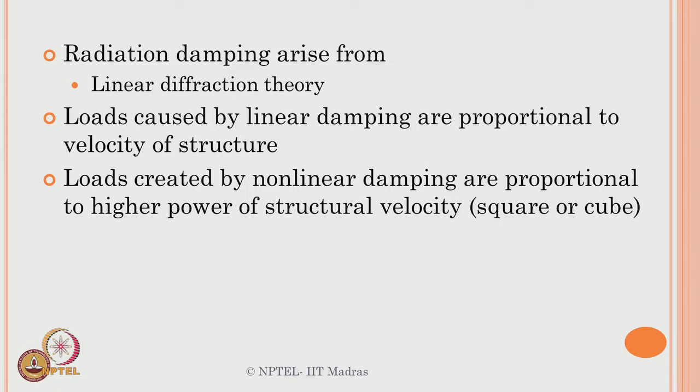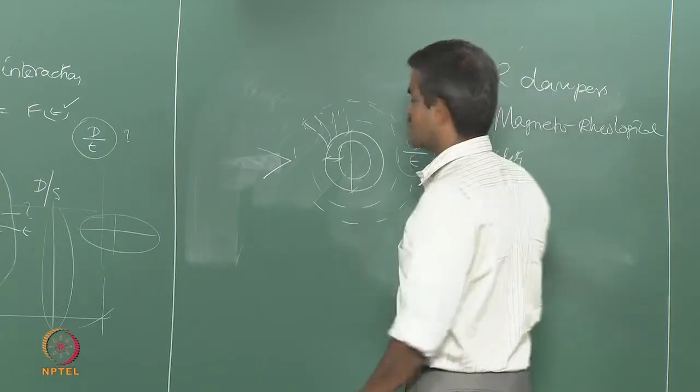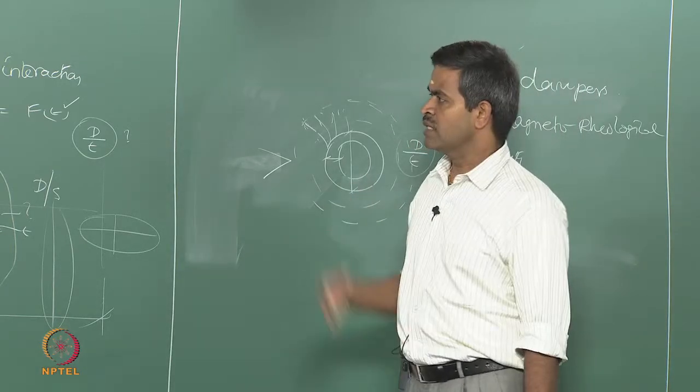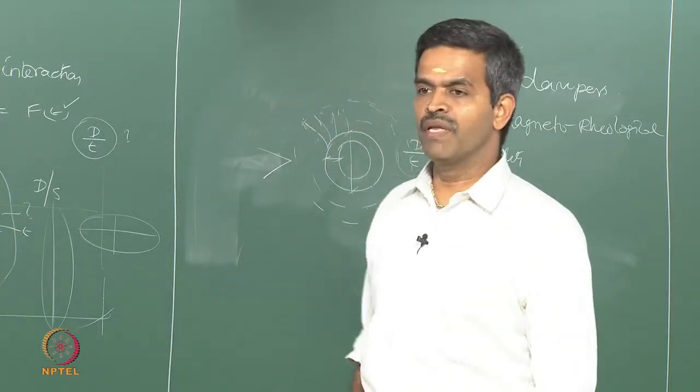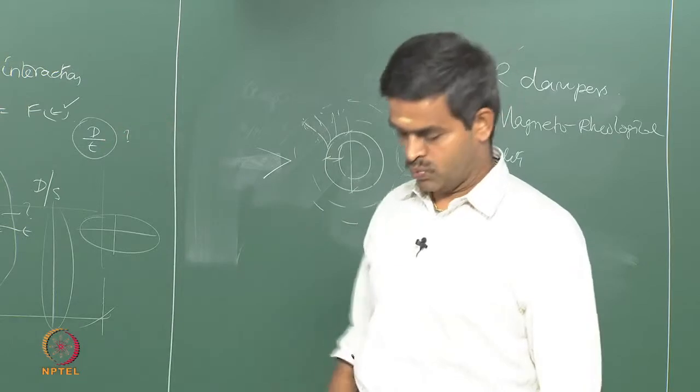Loads caused by linear damping are proportional to the velocity of the structure, that is why it is called viscous related, because they are proportional to velocity. Loads created by nonlinear damping are proportional to a higher power of velocity, that is very important. If the velocity is very large for a highly flexible member, then the damping arising from the nonlinear component will be very high because they will be of order 3 or 2.